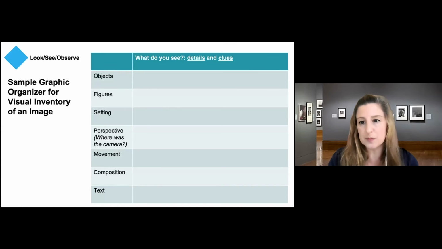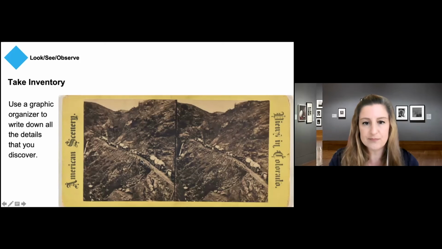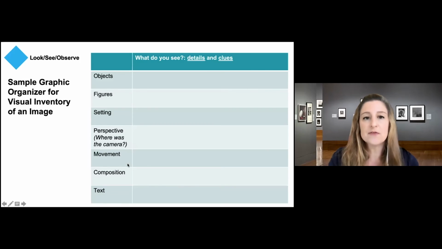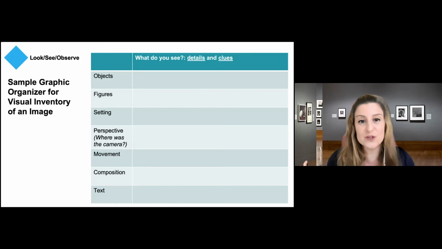So objects, which would be things like the wagons, it might be things like the, let's see, these kind of supports along the side of the road. It might be the rocky cliffs, might be the rubble that seems to be dropping down from the cliffs. The figures, so that takes some zooming in to see if there are any people or animals. The setting, perspective, considering where the camera was, what kind of movement is happening, thinking about the speed of the movement too, the composition of the image, and in this case, also noticing that there's 2, which might yield a conversation about what a stereograph is.